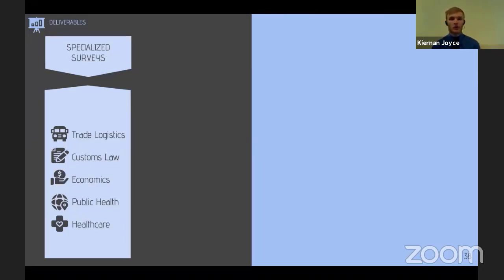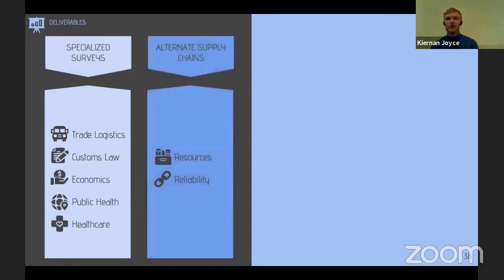Another topic is alternate supply chains. The ability to send resources through an area or from another area could become compromised due to a disease. A country that is well prepared with alternate supply chains increases the robustness of their economy and allows them to act better when they have appropriate resources.